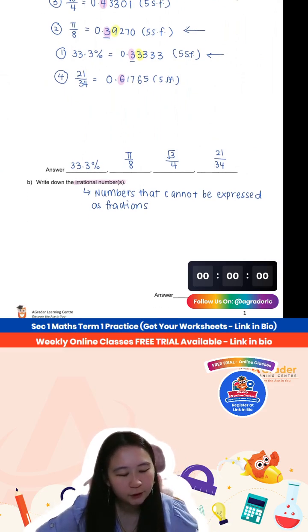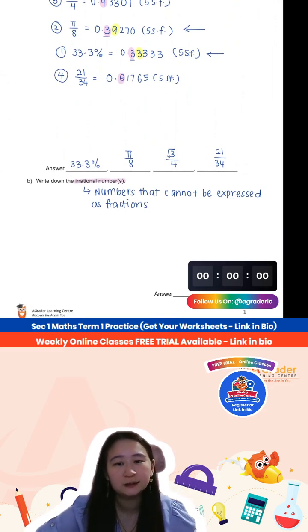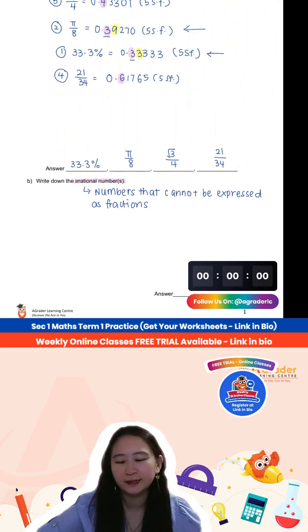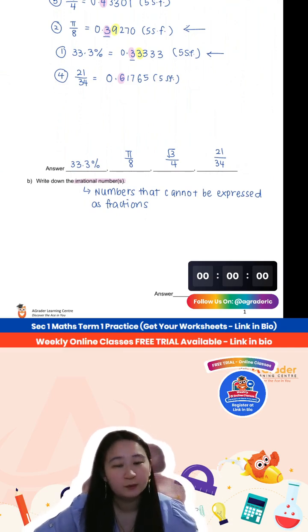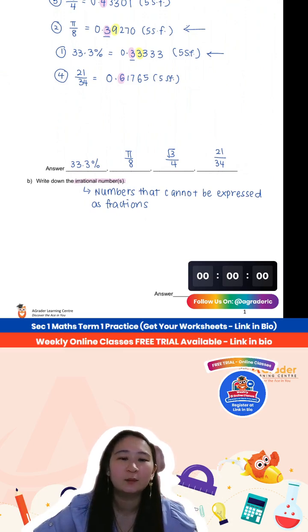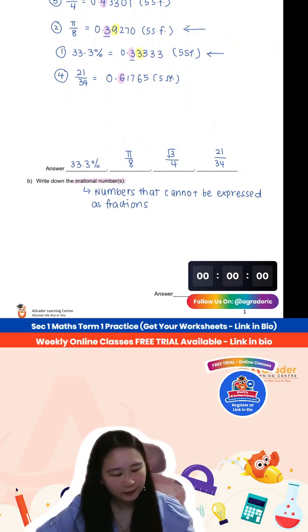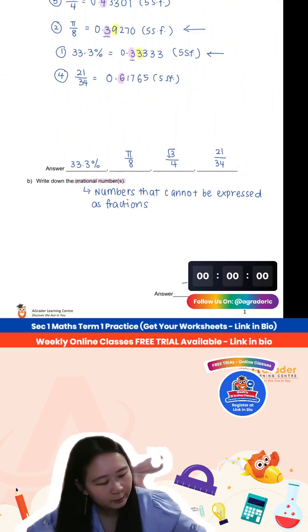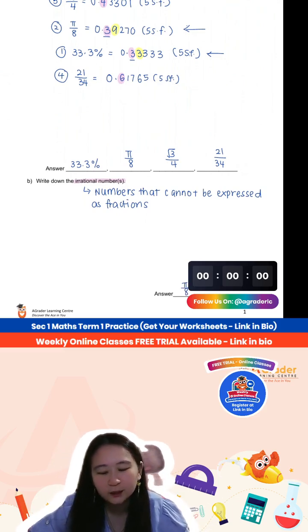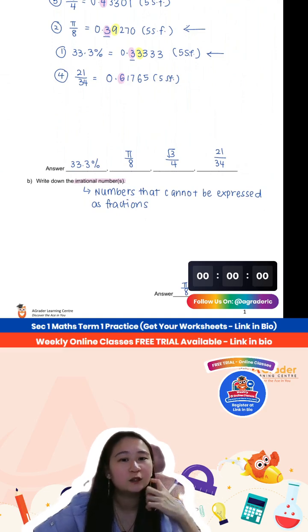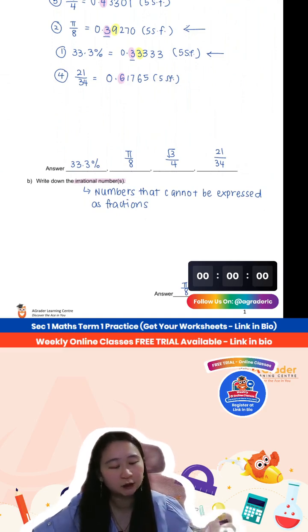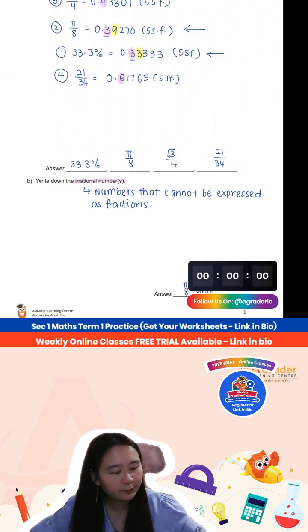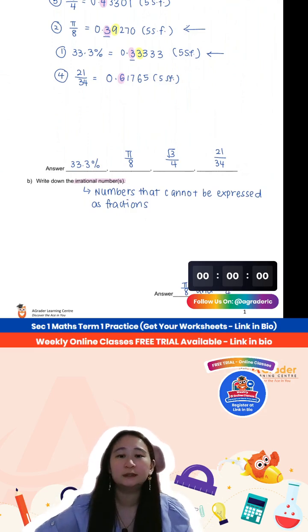Okay, so usually when you see pi or you see roots, there is a high chance they are irrational numbers, especially pi. Root, it depends. If it's a square root of a square number, it's still a rational number. So you see pi, so pi over 8 is an irrational number. The other one you see is square root 3. So 3 is not a square number, so therefore square root 3 is irrational. So we have pi over 8 and square root 3 over 4. So these two numbers are irrational numbers.